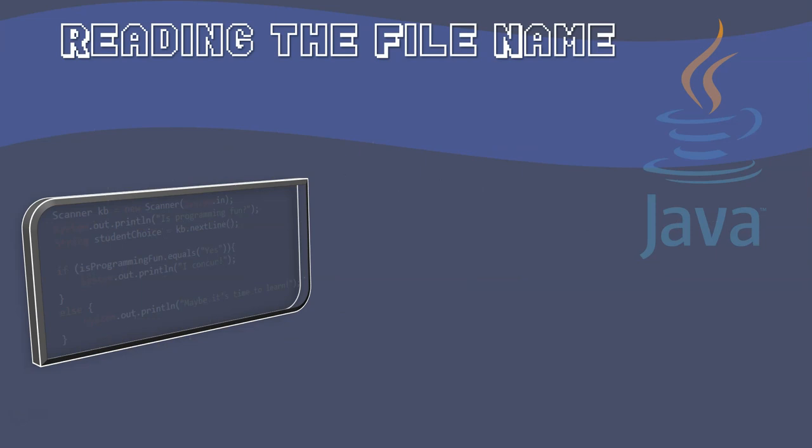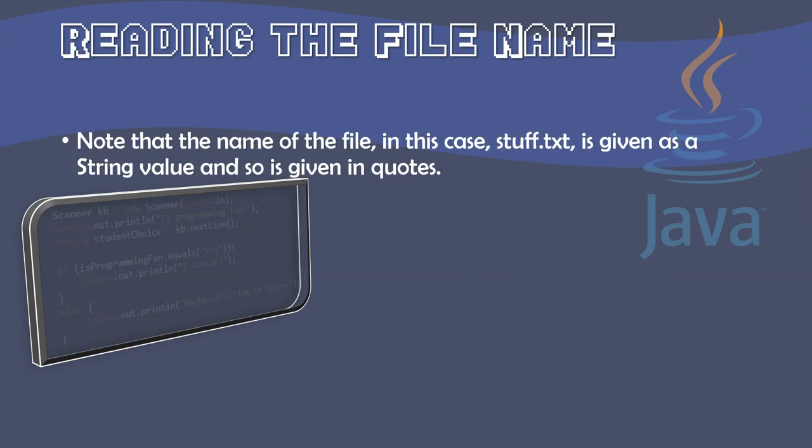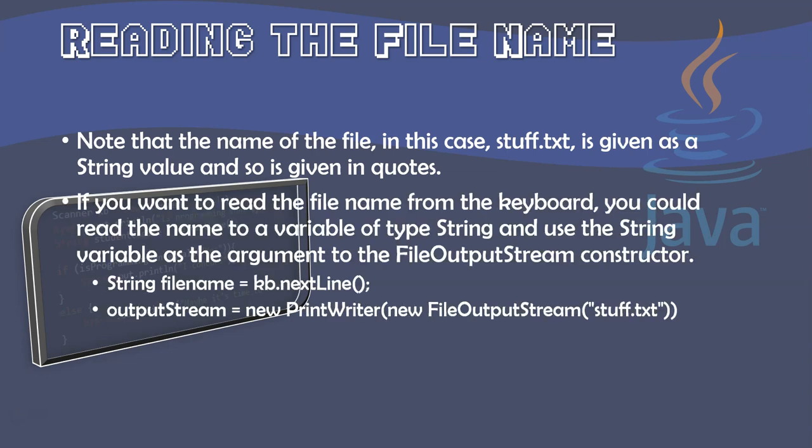And then, of course, we have to provide the file name. The name of our file, stuff.txt, is given as a string, so we put it in quotes. If we want to read the file name from the keyboard, we could give it to a variable and then pass that in. For example, String fileName = kb.nextLine(); outputStream = new PrintWriter(new FileOutputStream(fileName)). And so we can replace stuff.txt with fileName.